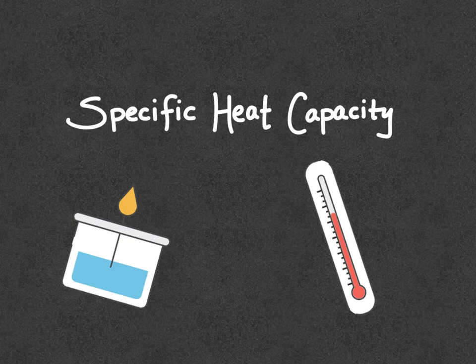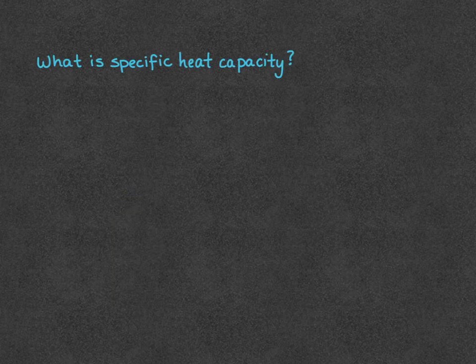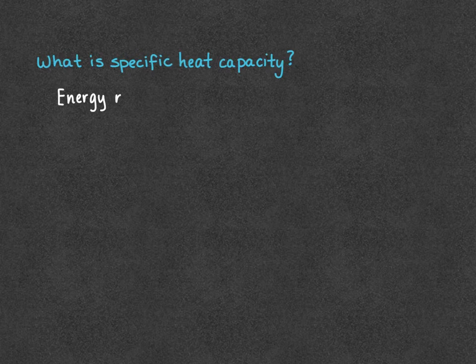Specific heat capacity is an important concept in thermodynamics. We're going to explore what specific heat capacity is and what impacts it may have on experiments involving calorimetry in this video. To start, we're going to explore what is specific heat capacity. So specific heat capacity is the energy required to heat 1 gram of a substance by 1 degree Celsius.